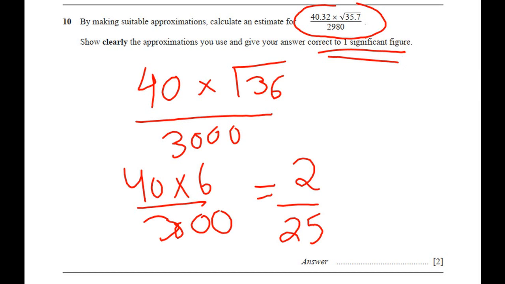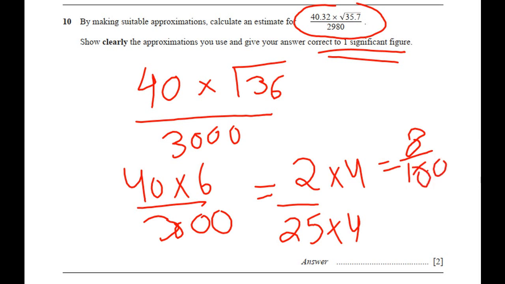Give your answer correct to one significant figure. That means we need to change this into a decimal form. How do we change 2 over 25 into a decimal form? Directly change this into 100. So times 4, this becomes 8 over 100, which is 0.08, which is already in one significant figure.